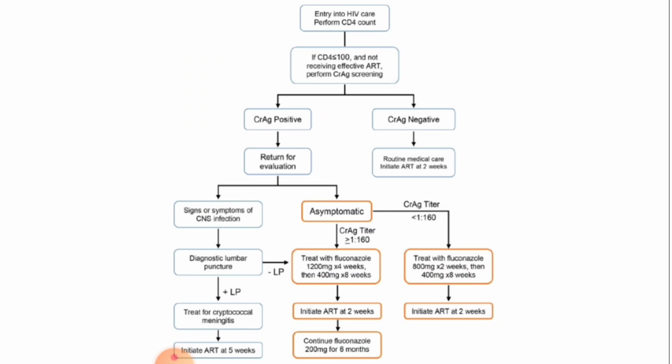Now, if the patient is serum cryptococcal antigen positive but asymptomatic, you look for the titer. If the titer is more than 1:160, you will start preemptive therapy. If the titer is less than 1:160, again you will start preemptive therapy, but you can give a lower dose of fluconazole, 800 mg for 2 weeks, followed by 400 mg for 8 weeks, and then you will initiate the ART later.